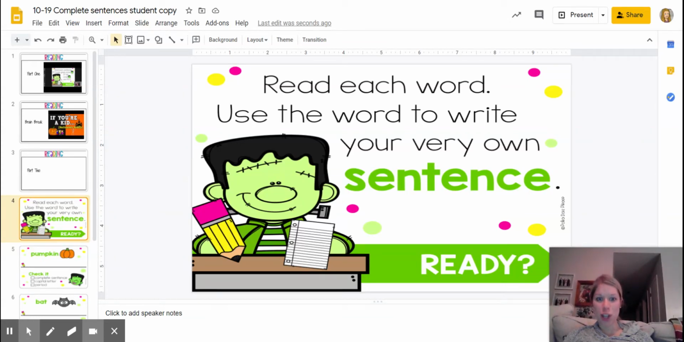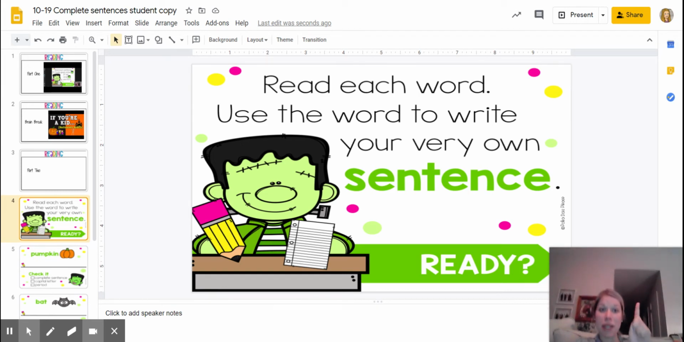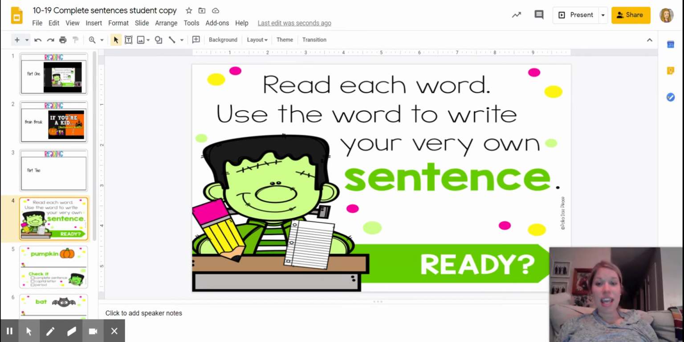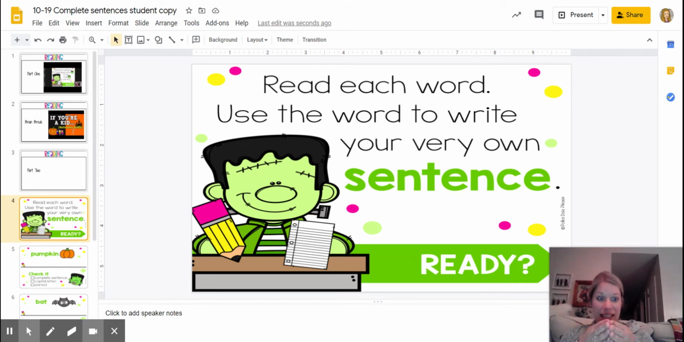Today, it's your turn to write your very own sentences. You're going to remember 3 things. Is it a complete sentence? Remember, a complete sentence has to have a noun, a person, place, or thing, and a verb or an action word. Could also be a helping verb like is or are if it's connecting the sentence together to make sense.